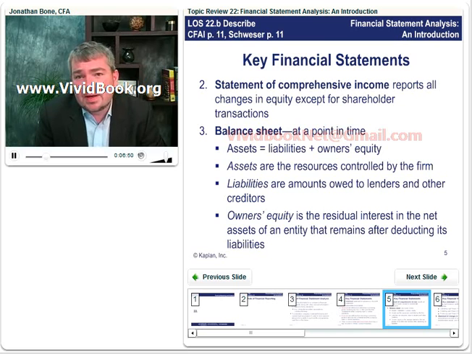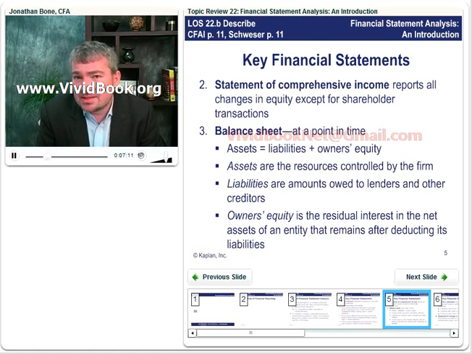So essentially we can rearrange that and say assets minus liabilities equals stockholders' equity, the key balance sheet equation. This must always hold true, and it's why a balance sheet is called a balance sheet. The mechanism of making sure that assets equal liabilities plus owner's equity, of course, is double entry bookkeeping. So let's have a little look at our definitions here.